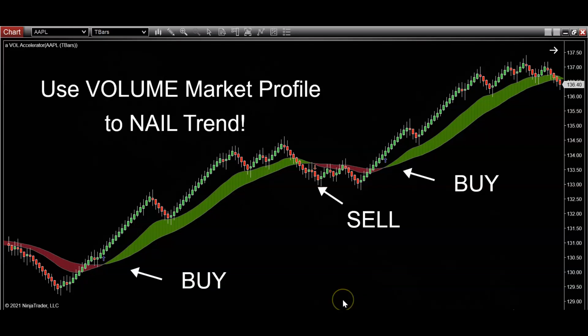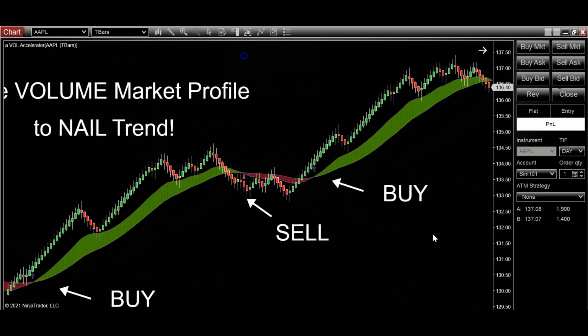Now, for those of you guys that are wondering, what exactly is bid-ask volume and what can it do for you? How is this data extracted and populated into the market profile here? Well, let me show you. Let me show you real quick how this data is displayed and how I capture it and plug it into the market profile.